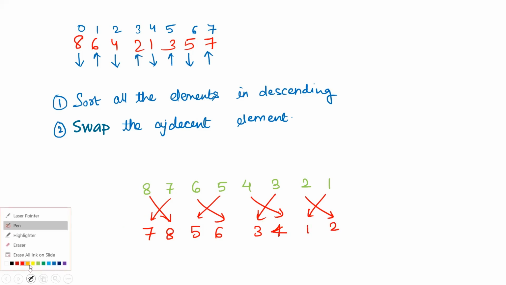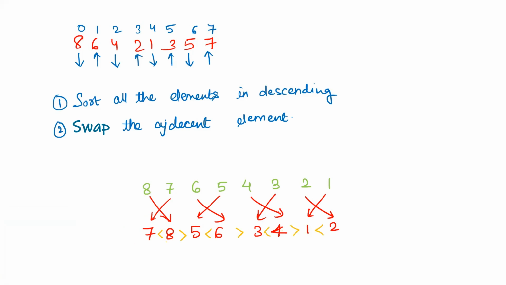Now if you check clearly, you can see that this 8 is greater than 7 and greater than 5. Then this 5 is less than 8 and less than 6. Then this 6 is greater than 3 and this 3 is less than 4. Then this 4 is greater than 1 and this 1 is less than 2. Now if you see clearly, isn't it a wave format?